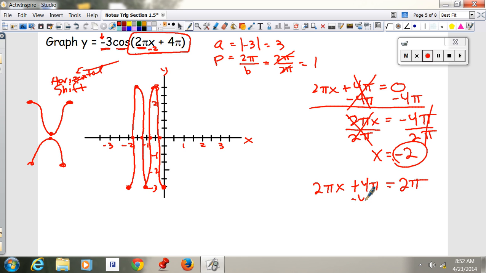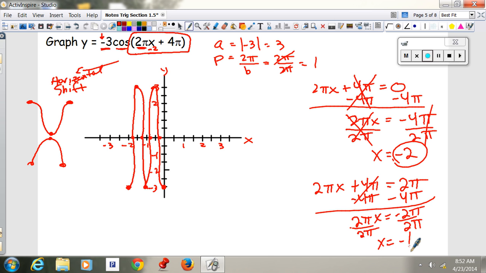So if you do a -4 pi, cross cancel that, you get 2 pi x equals -2 pi. Divide by 2 pi, and yes, you get -1. So we knew that this had to be 1 unit apart because my period was 1. The period was 1, so I'm going to start and end at a space that's 1 unit apart from each other. So that's a very compact graph here. Between 1 radian is one whole curve. And it's shifted over to the left.